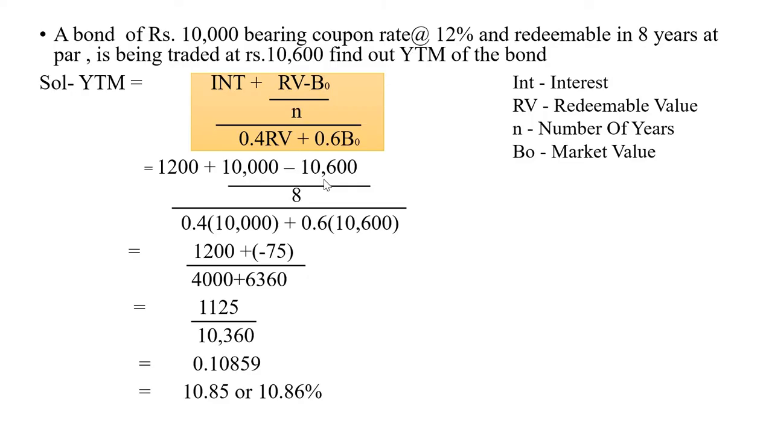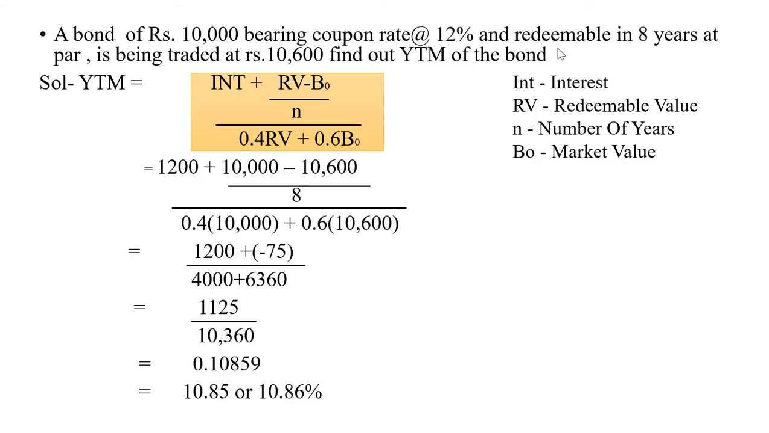Minus. Next is B naught. What is B naught? Market value. So what is this: 8 years at par is being traded at rupees 10,600. Being traded means what? Right now it is trading in the market at this price. So at this price that bond is now trading in the market. So this 10,600 is nothing but the current market price or market value. So that is B naught. So 10,000 minus B naught, which is 10,600, divided by n, the number of years.